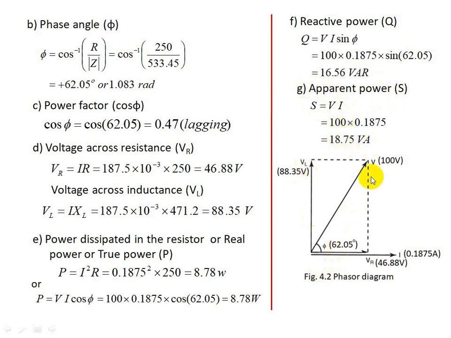So here all the values are indicated in this voltage triangle. Voltage VR is 46.88 volts, and the vertical component VL is 88.35 volts, and the vector addition gives you the resultant vector as the supply voltage, which is equal to 100 volts, and the current magnitude is 0.1875 ampere.